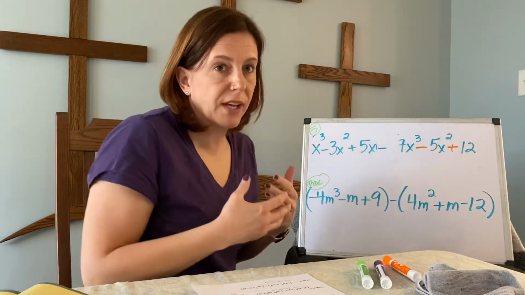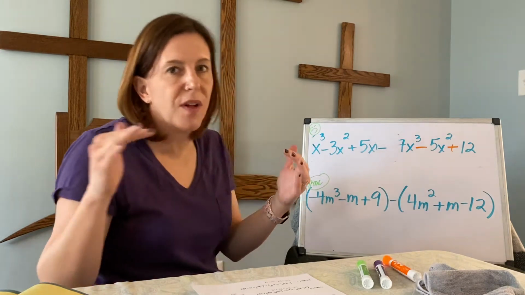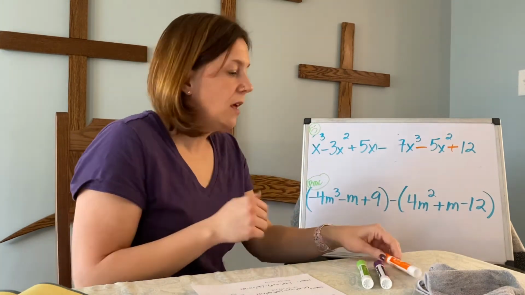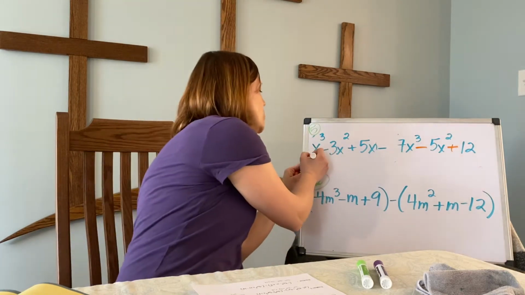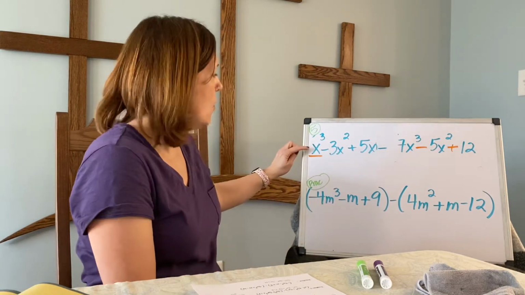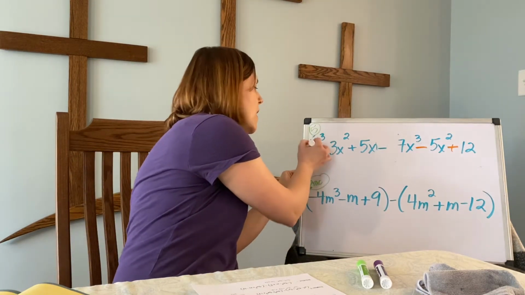But whatever method you like to use is fine. If you want to do circles around common terms and squares around the next set, whatever you want. Okay, so the first thing I'm going to see is my x cubed. So if I use orange to show my x cubes, what number is in front of that? How many of them are there? Well, it's the assumed 1.